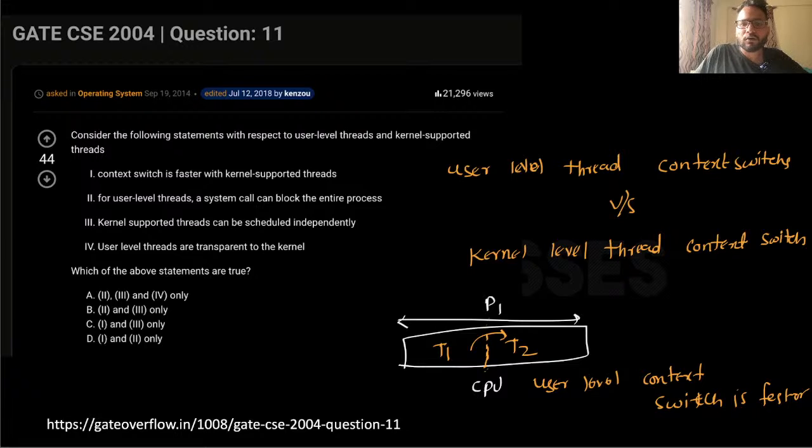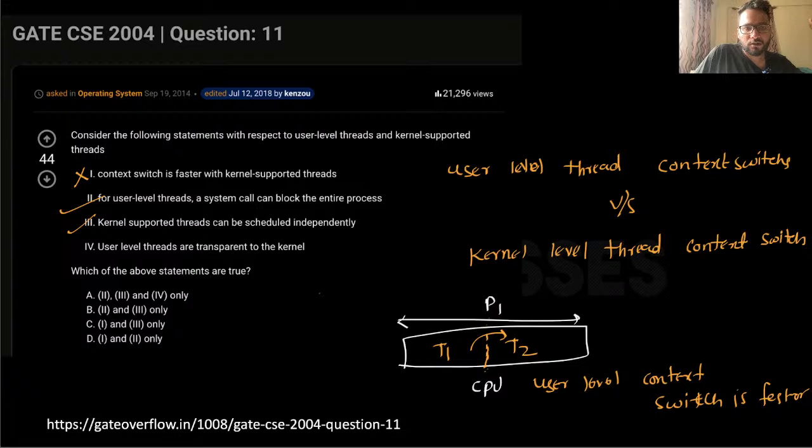Okay. Now, user level context switch is faster compared to kernel level context switch, so that's why the first is false. What about this one? For user level threads, a system call can block an entire process. Yes, that is true, right? One thread is blocked, the entire process is blocked. Kernel supported threads can be scheduled independently. Yes, that is also true. User level threads are transparent to kernel.